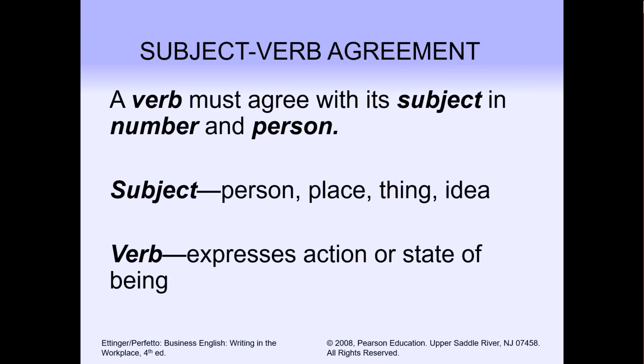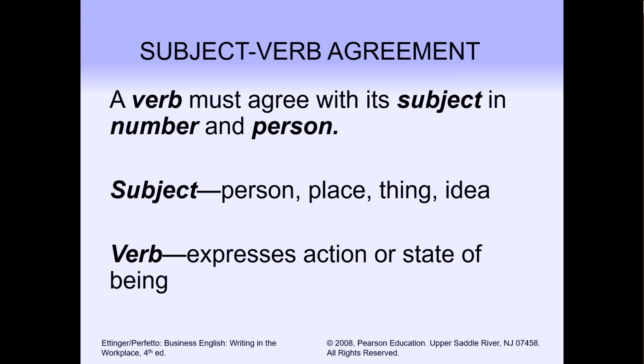Subject-verb agreement. A verb must agree with its subject in number and person. Certainly the agreement between subject and verb has to agree. And how does it have to agree? Well, it has to agree with its subject, as we looked at in chapter 1, in number and person. A subject, as we mentioned before, could be a person, place, thing, or an idea. And a verb, a predicate also, expresses action or a state of being.